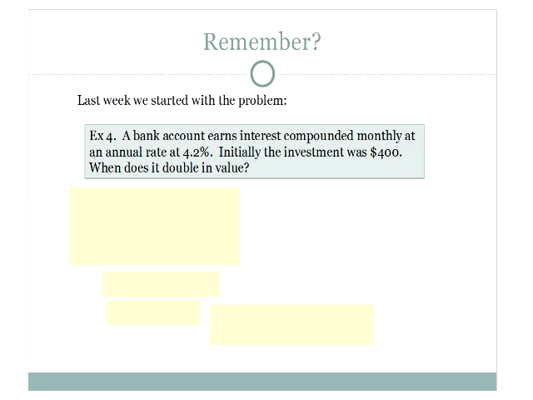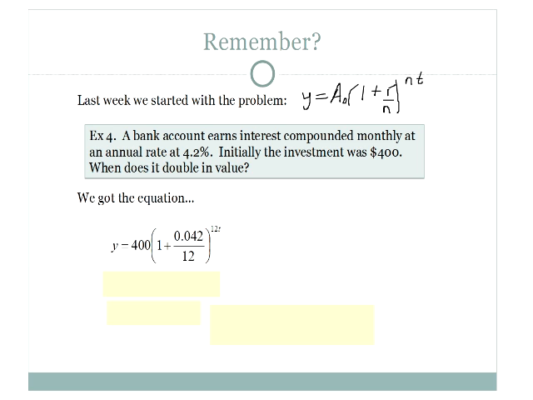So we got stuck on this problem here. A bank account earns interest compounded monthly. I'll stop right there because as soon as I see the word compounded, I'm going to the compound interest equation. And so we had y equals the initial principal amount, A naught or P, it doesn't really matter what you call that, times 1 plus the interest rate in decimal form divided by the number of times per year it is compounded, and raised to the number of times per year compounded times the time in years. So when we plug this into our equation, we had y equals 400 times 1 plus 0.042 divided by 12 to the 12t.